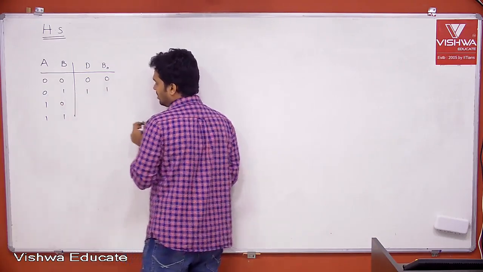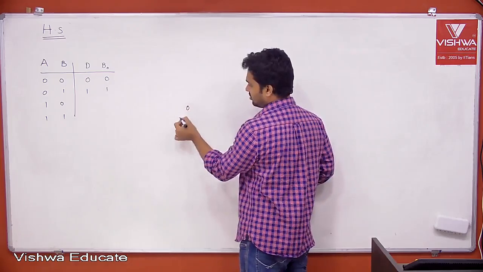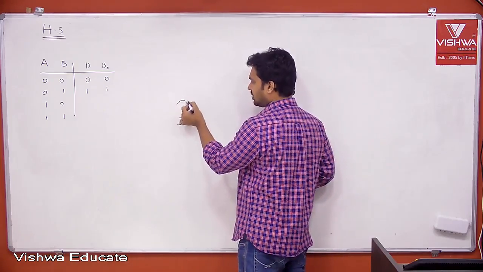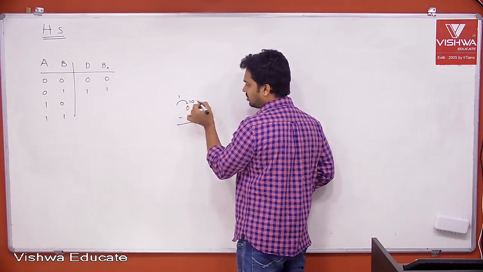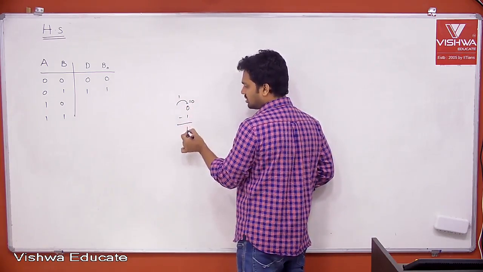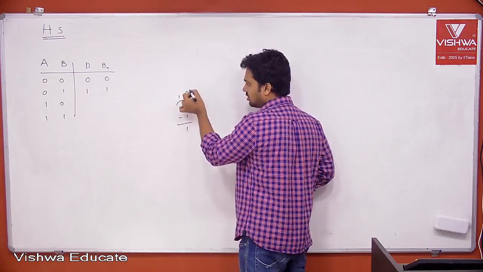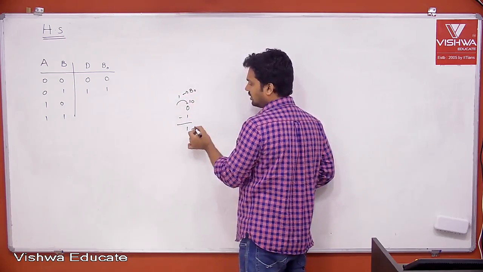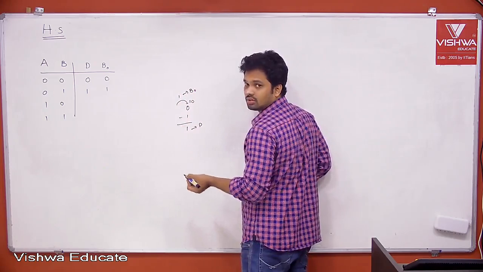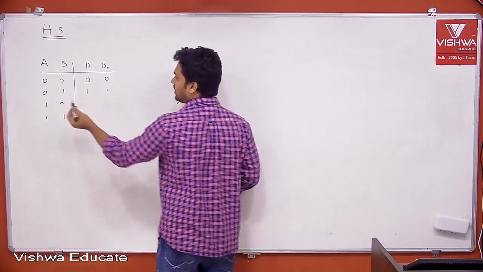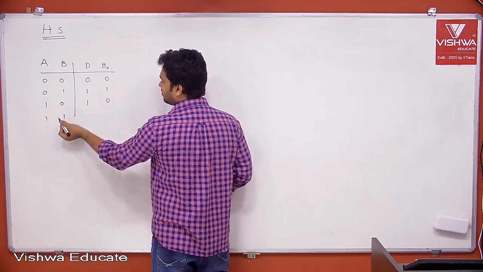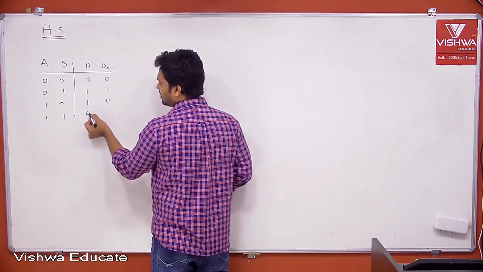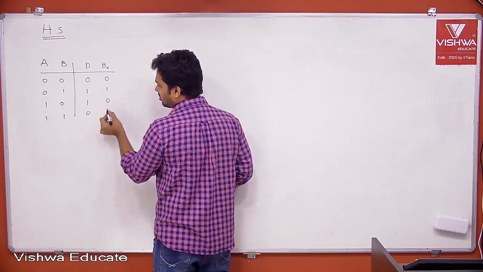Is it clear? To subtract 1 from 0, you need to take a borrow 1 from the higher order state. It will become 2 here. 2 minus 1 is 1. This is the borrow taken, and this is the difference. You got it. So 1 minus 0, what is the difference? 1. No borrow is required. 1 minus 1, what is the answer? 0. Difference is 0. I don't require any borrow.